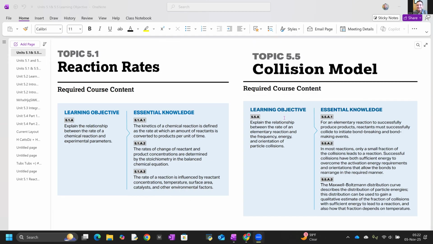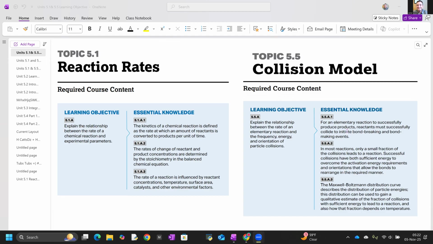In particular, we're going to explain how these collisions affect rate, and how the frequency of those collisions, the energy and orientation of those collisions affect the outcome of reactants reacting. Will the reactants be effective or not? And so we're going to take a look at those things.